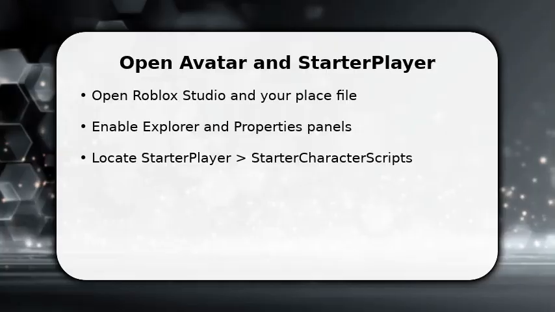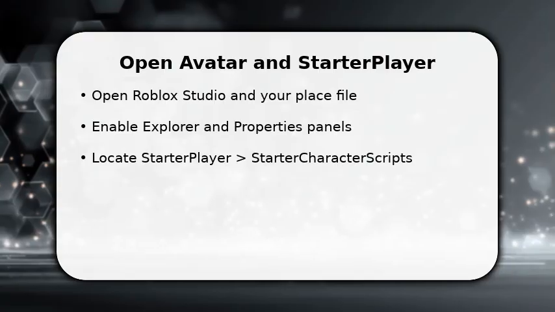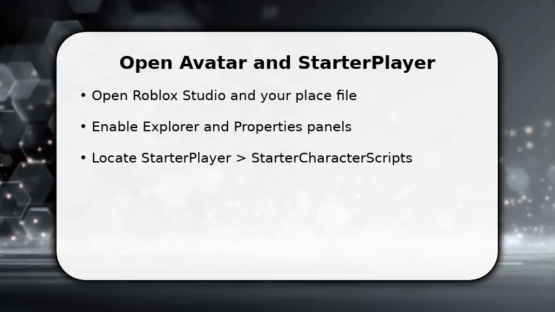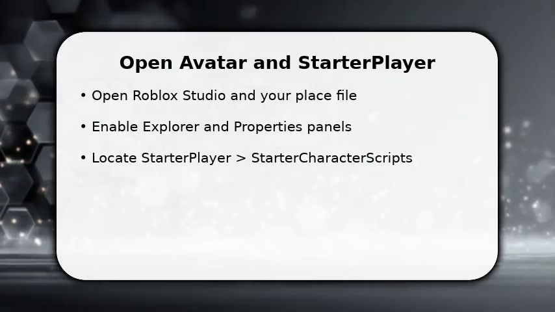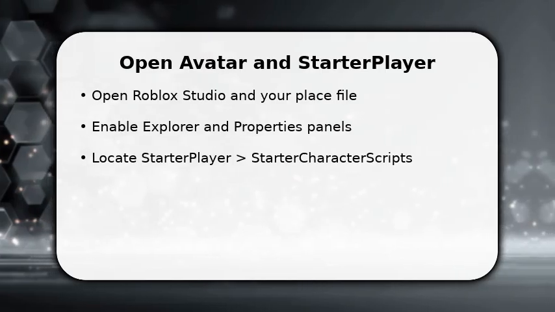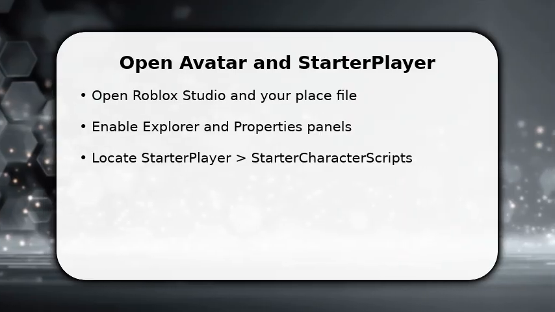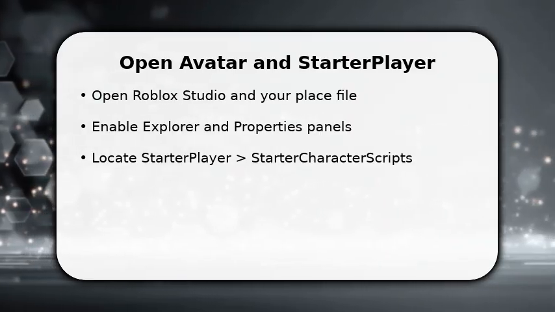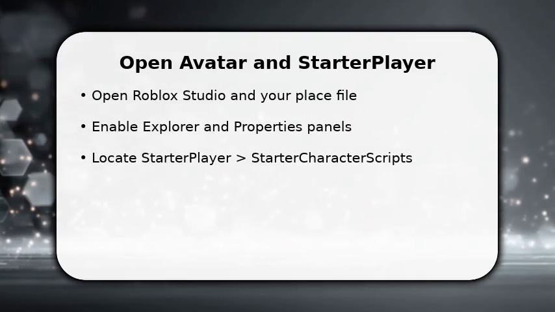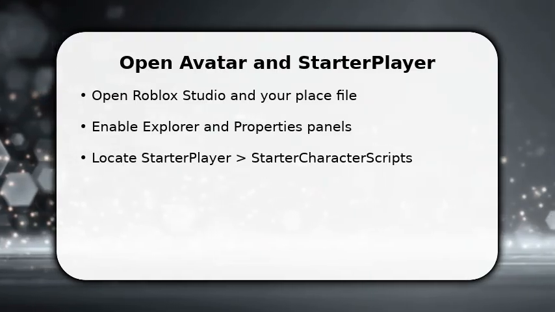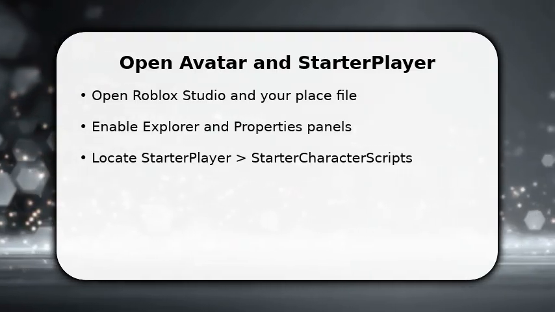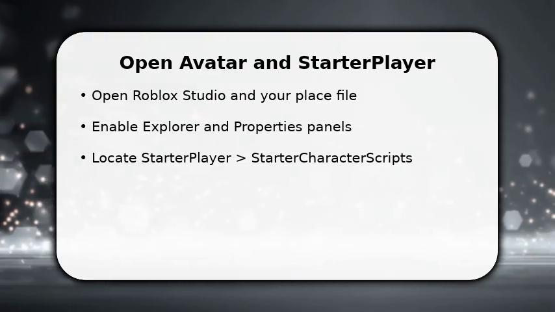Enjoy the video. You begin by opening Roblox Studio and your game. Once ready, make sure Explorer and Properties are visible so you can edit hierarchy and values. You need to find Starter Player and then Starter Character or Starter Character scripts, depending on whether you replace the model or script behavior. You do this because changes in Starter Player apply to every spawned character.